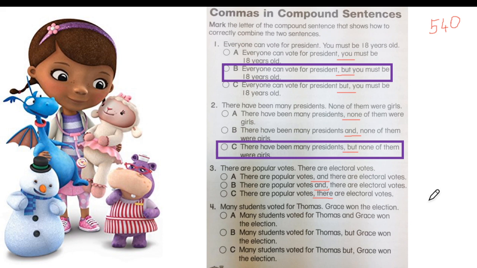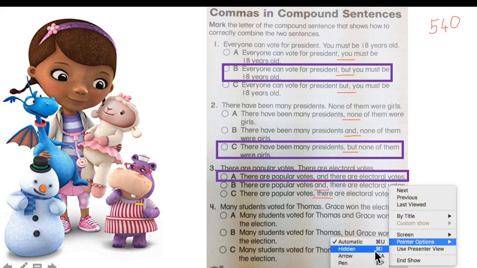What's the answer? The answer will be A. We never put the comma after the word and, and we don't put the comma in front of the word there. There is not a conjunction word.